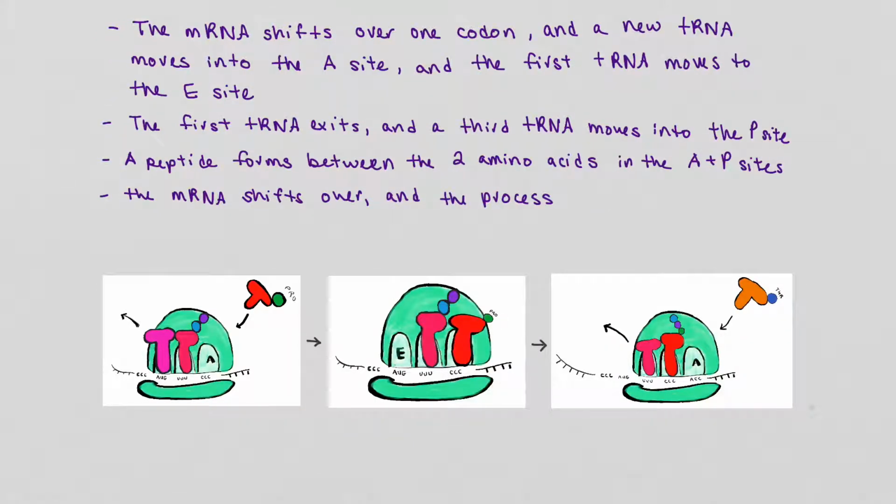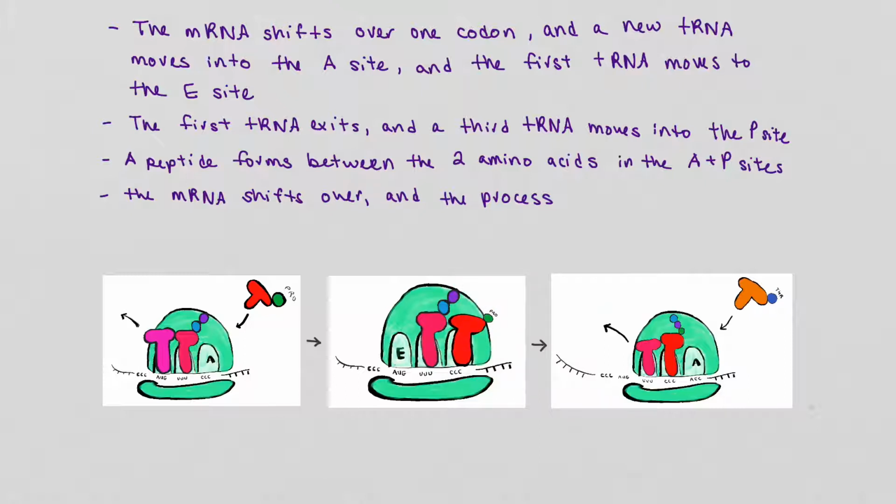Then the mRNA is going to shift over one codon. So now you can see that the AUG and the first tRNA is in the E site, and then the UUU is in the P site. And now we're going to bring in a third tRNA to the A site. When that happens, the tRNA that is now in the E site leaves. The third tRNA comes into the A site, and now a peptide bond would form between lysine and proline. So you can see that would happen there.